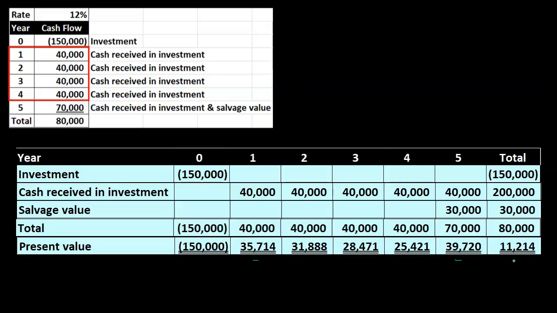This is a nice way to see it because, again, this is the initial investment. We get broken out. We can see the cash flows that are not present valued, the total cash flows, and then we can see the present value calculations, and we can see them, of course, per year.